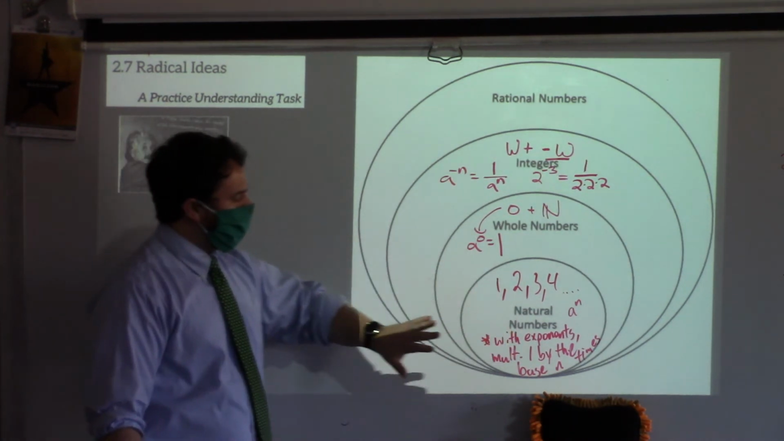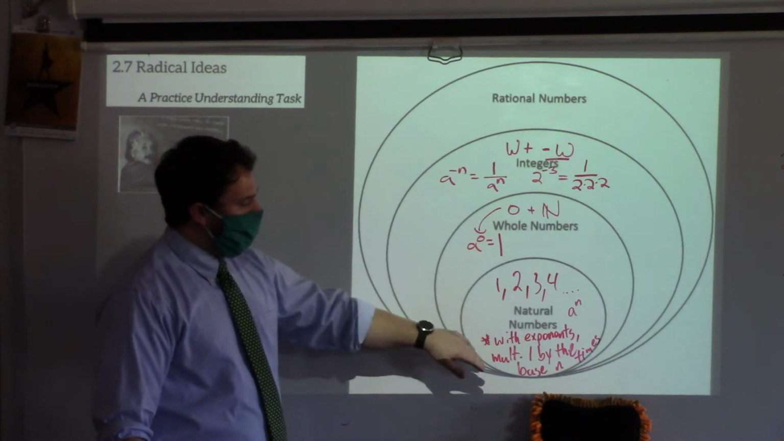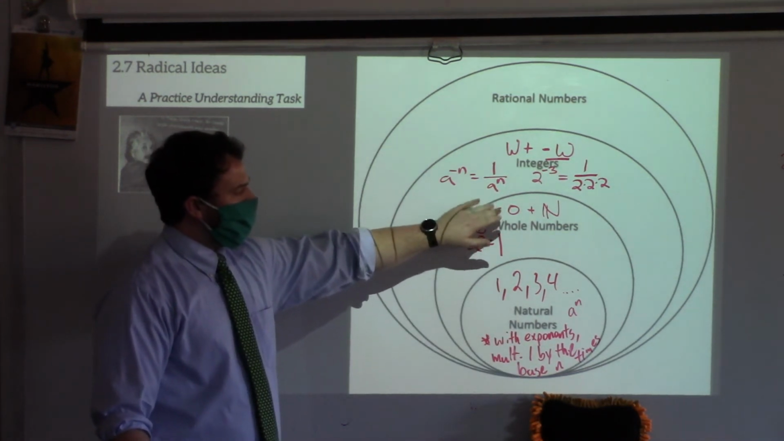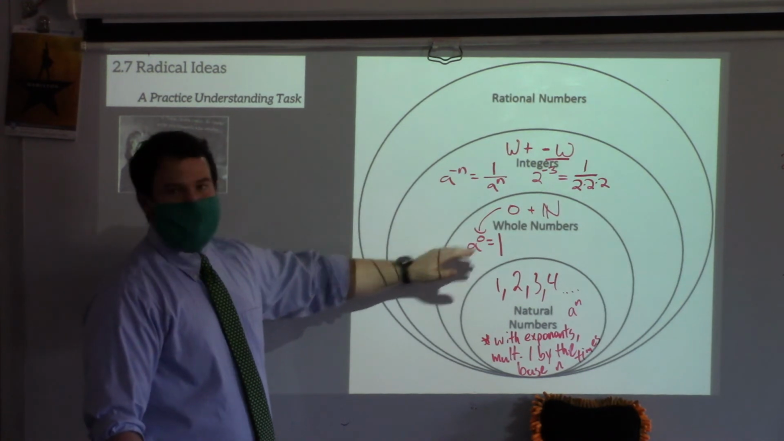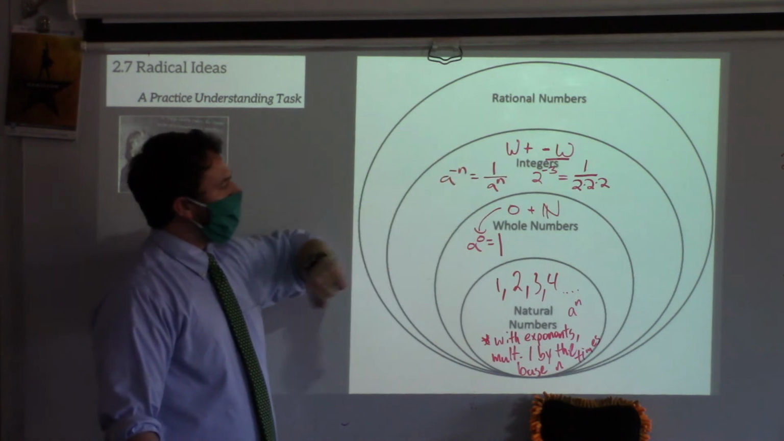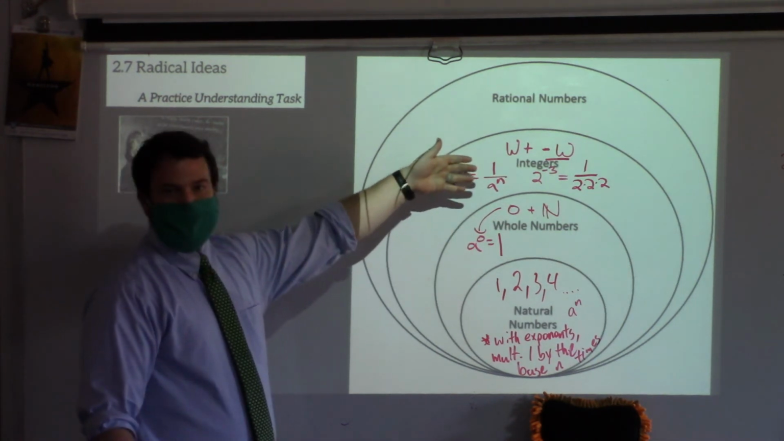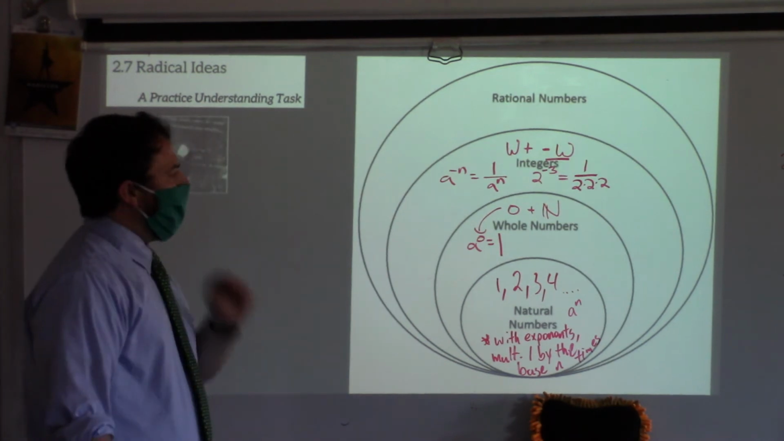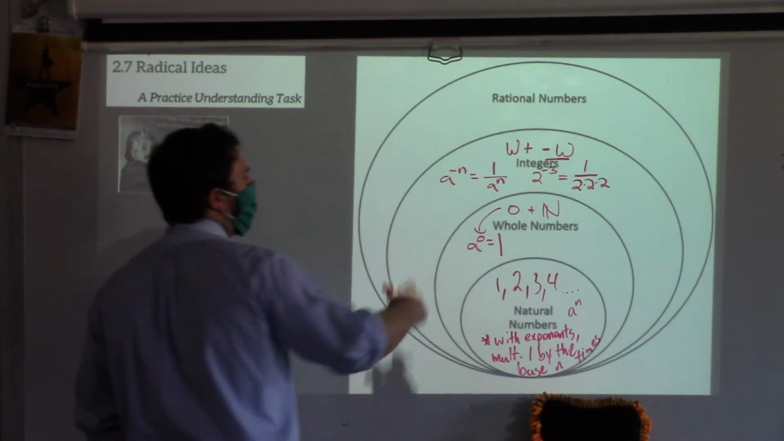The natural numbers, with those exponents, we were multiplying 1 by the base n times. Then when we introduce the 0 for the whole numbers, I'm not multiplying by that base. I introduce the negatives for integers. Instead of multiplying, I'm now dividing because that's the inverse. And now we have introduced the rational numbers.